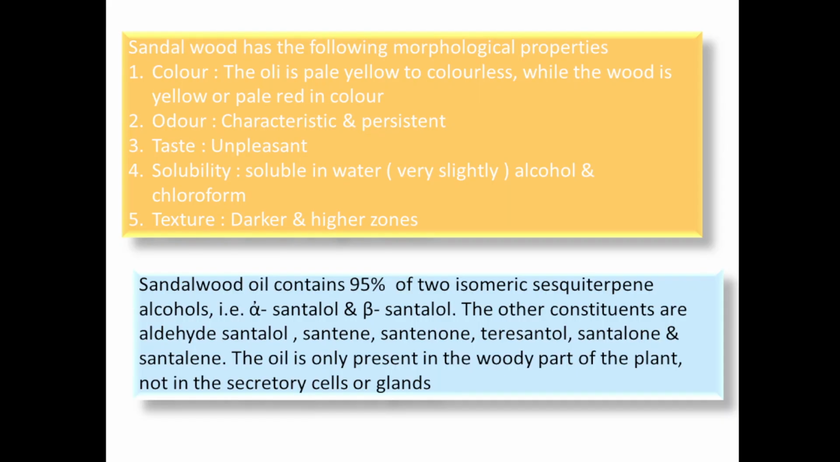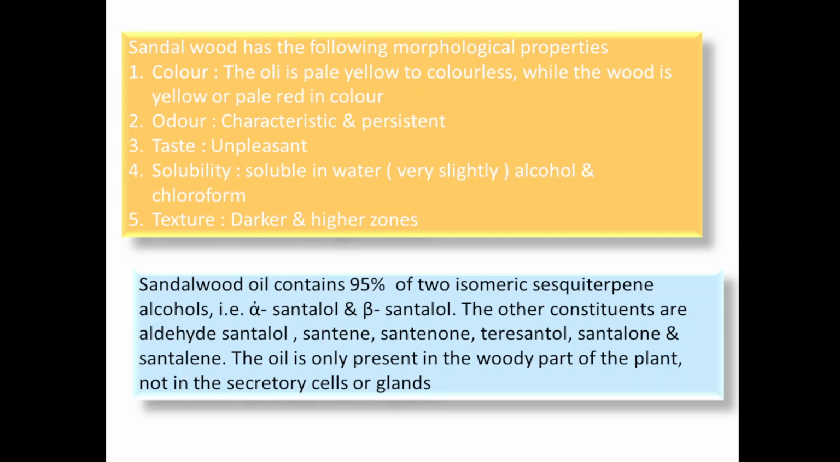Sandalwood has the following morphological properties. Color: the oil is pale yellow to colorless, while the wood is yellow or pale red in color. Odor: characteristic and persistent odor. Taste: unpleasant. Solubility: as it is an oil, it is very slightly soluble in water, but it is soluble in alcohol and chloroform. Texture: darker and higher zones.